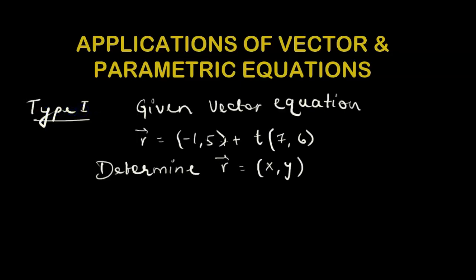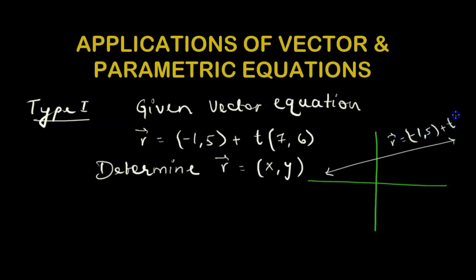So the first type of question is, you are given a vector equation r equal to (-1, 5) plus t(7, 6). You are asked to determine point r, which is equal to (x, y), where x and y are the coordinates of that point. First, let's understand the question. We are given a vector equation of a line. So this is the axis. Let's say the line that we're looking for is this, and we are given the line equation as this. So r equal to (-1, 5) plus t(7, 6) is the vector equation for the line.